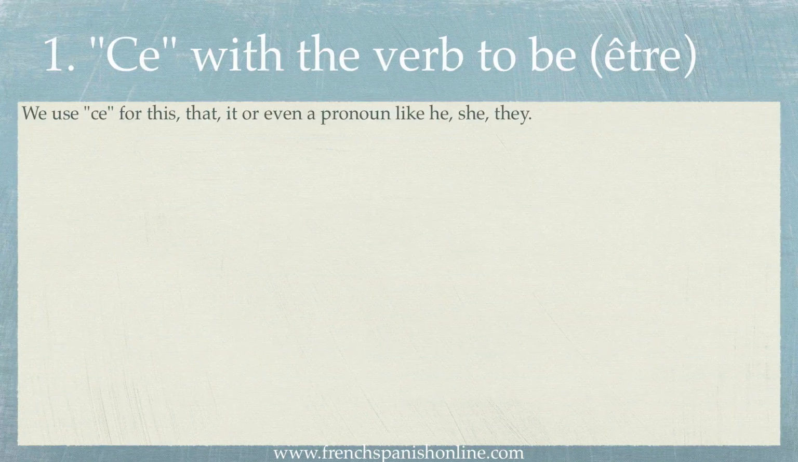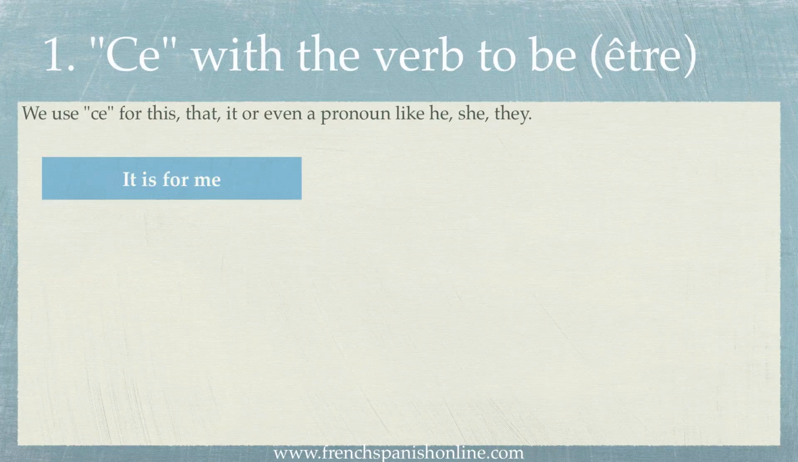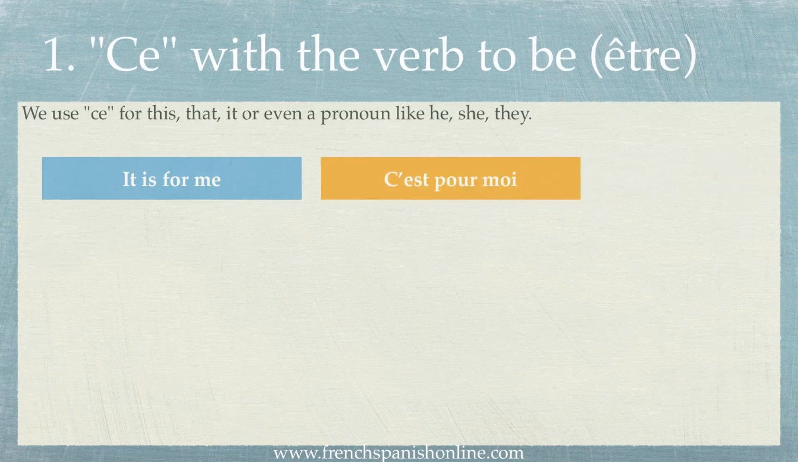We use ce with the verb to be to translate this, that, it, or a pronoun like he, she, they. Let's take some examples. It is for me. So here we have the verb to be, is. So we are going to translate it using ce or c apostrophe, because here we have our verb starting with a vowel. C'est pour moi.